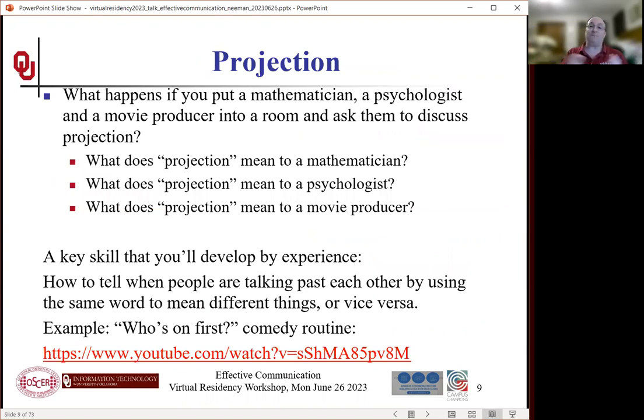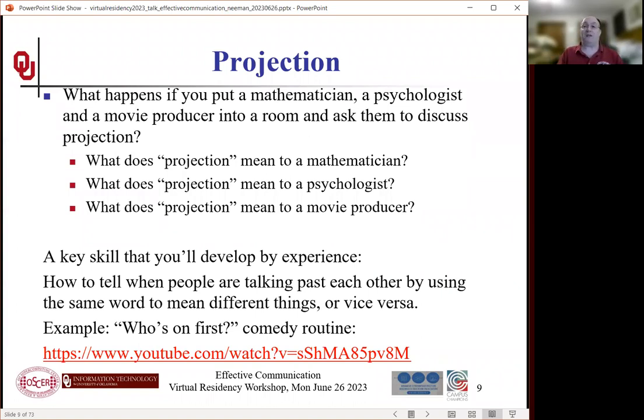Projection. What's projection? Well, here's a fun thought experiment. I'm not recommending you do this in real life. You get a mathematician, a psychologist, and a movie producer, and you lock them in a room and tell them to talk about projection. What's going to happen?